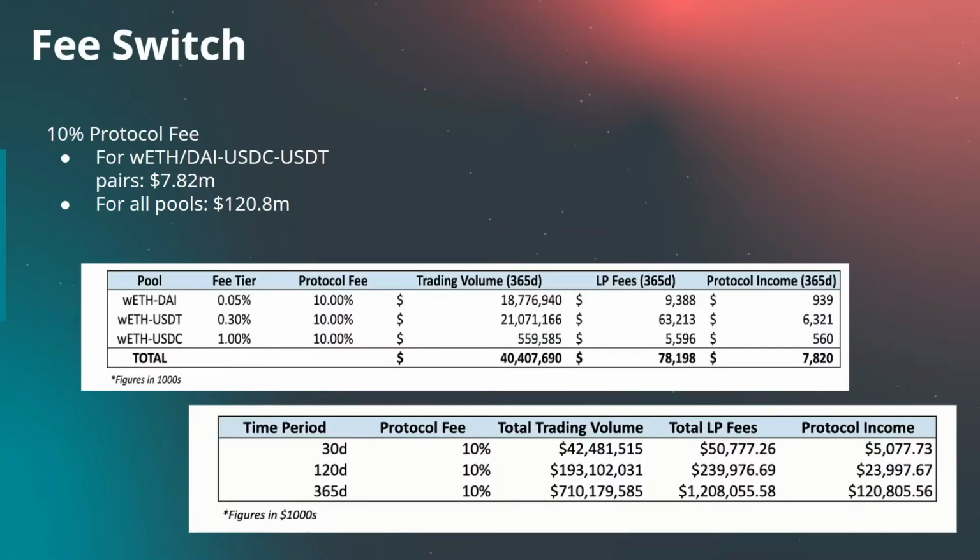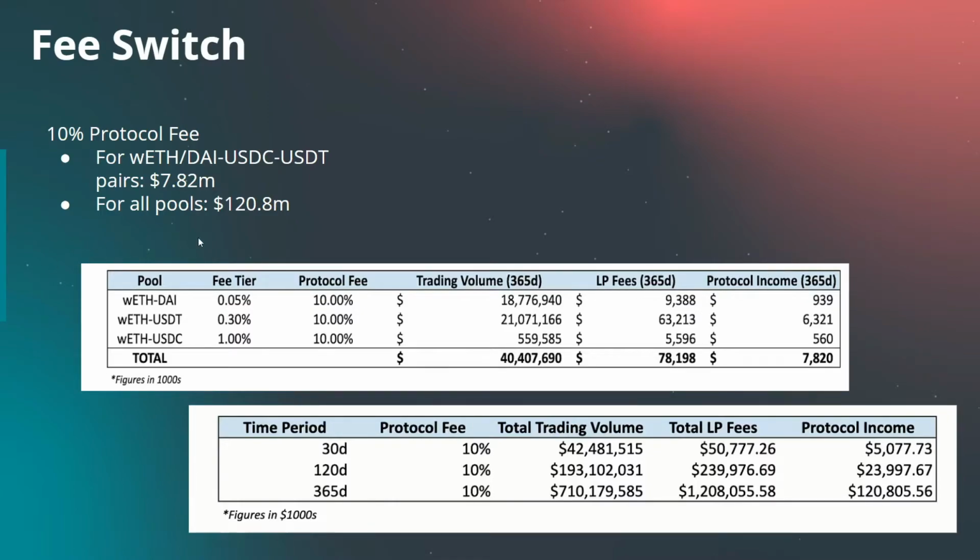And the last and most important thing in the Uniswap debates going on is the fee switch. There's an ongoing discussion about the fee switch, which would let the protocol own 10% of the fees of the pools, as you see there, the top pools.